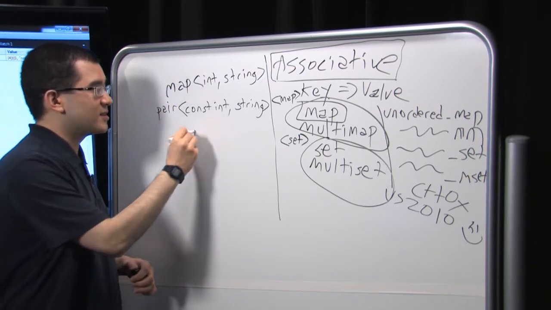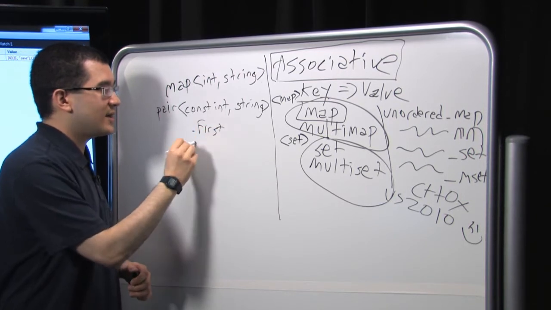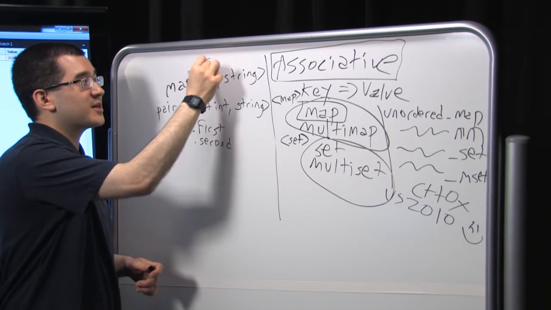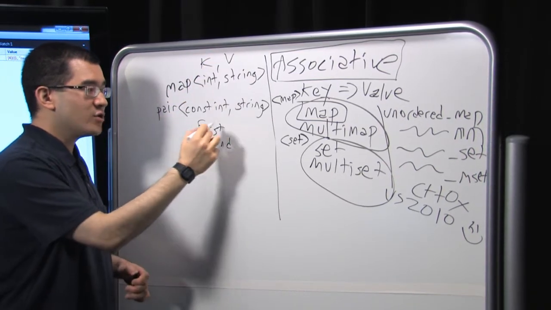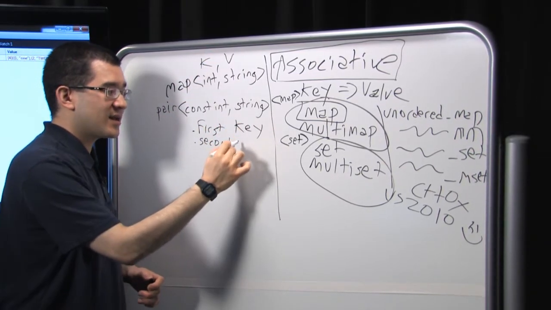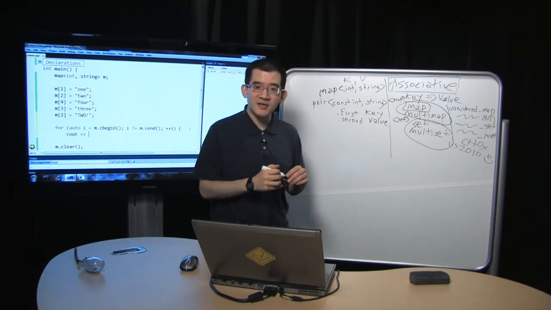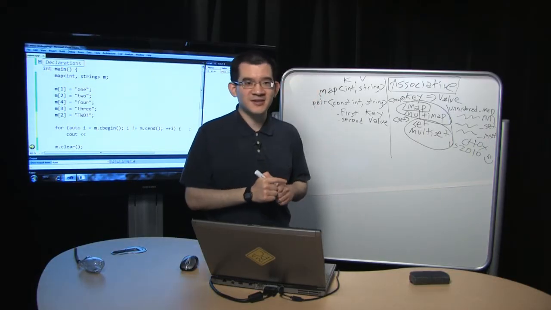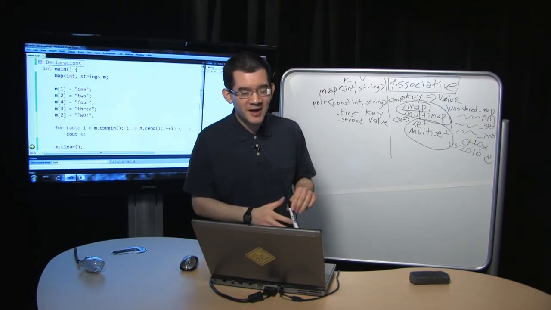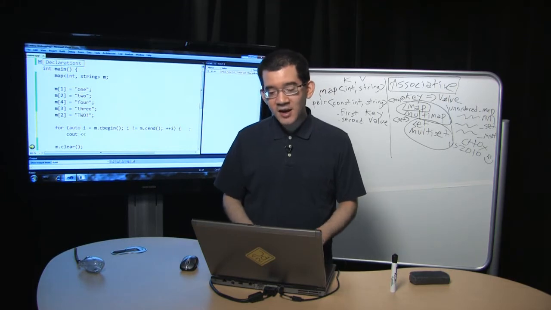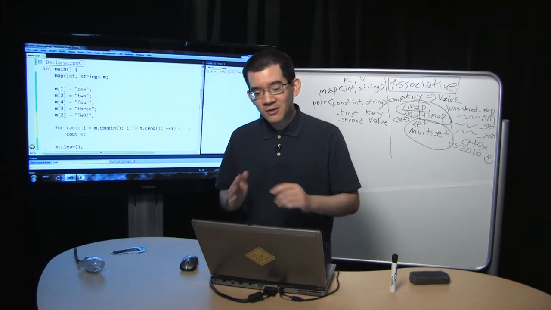It has two elements, dot first and dot second. So because map is a map from key to value, the first element is the key, and the second element is the value. And the key is const because you cannot be permitted to modify keys in place. That would break the data structure's invariance, corrupt your program. Not good things would happen. So as I'm iterating through the map, I can print out both the key and the value associated with it.